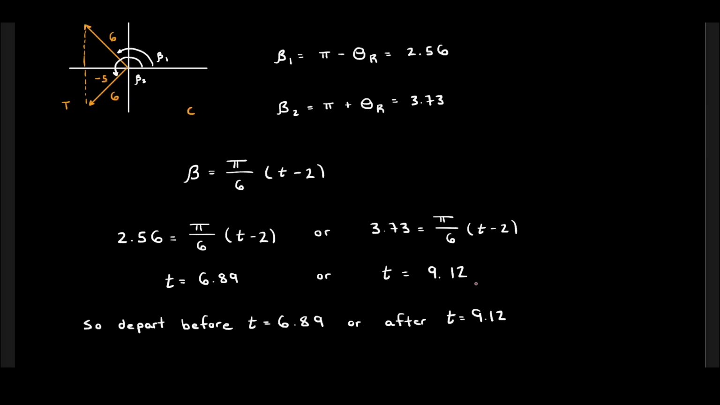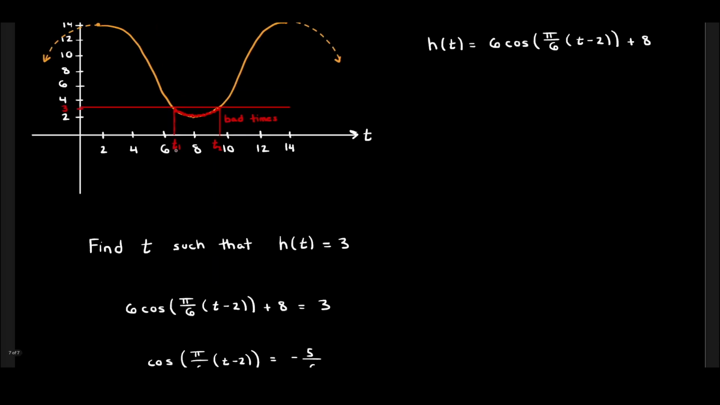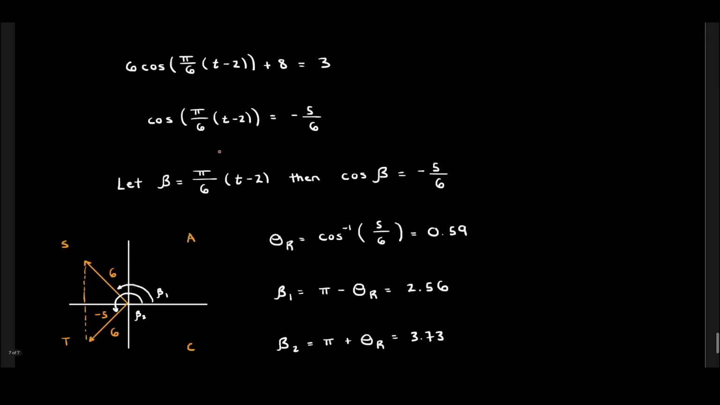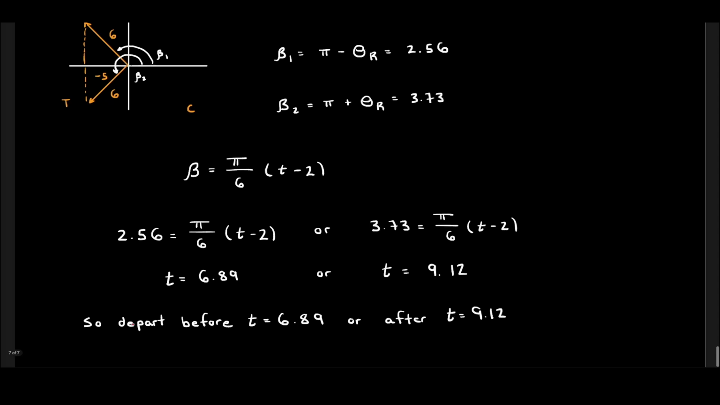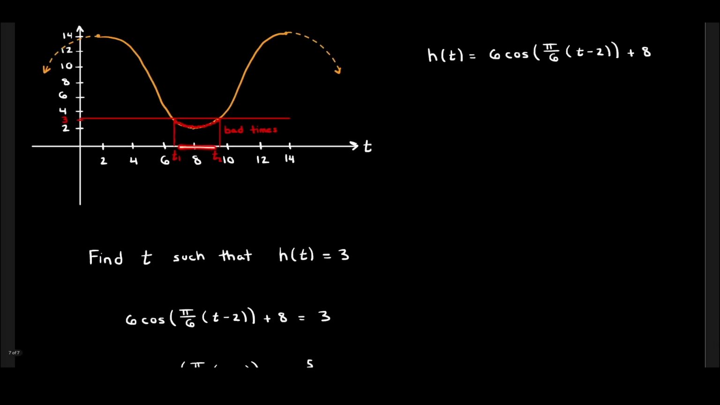And so there we go. We have found the exact values. This value happens to be 6.89 and this happens to be just after 9.12. Okay? And so yes, the captain should depart before this time or after this time in order to ensure that the boat doesn't get stuck, right? If he departs anywhere on this interval, the height will be less than 3 meters, in which case he's going to get stuck.